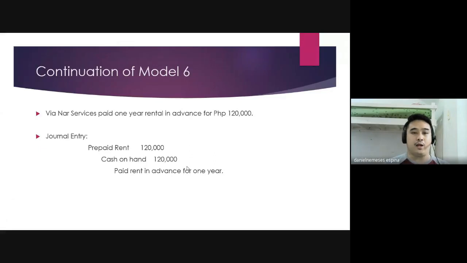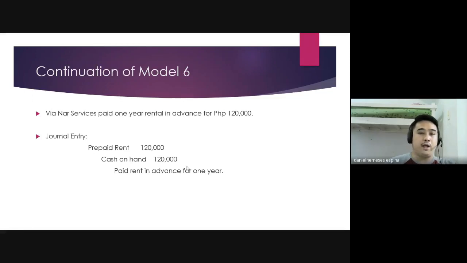So you paid your rent for the whole year in advance. The whole year's rental is 120,000. The prepaid rent is an asset account because the owner, the landlord, has the obligation to let you stay for the entire year, because you have already paid the amount. Okay, it's already paid for the whole year. So therefore, the landlord has the obligation to let you rent the place for 1 year.